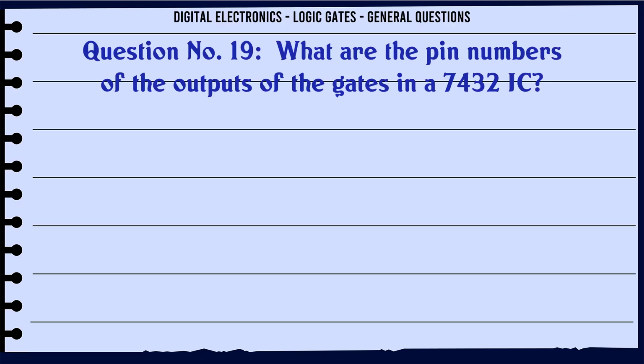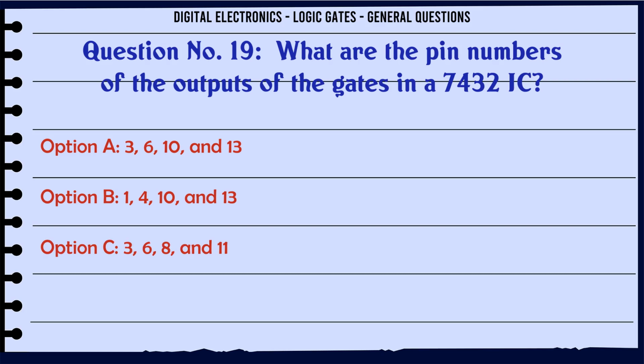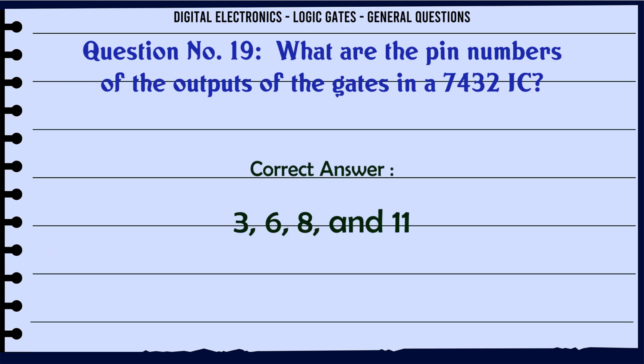What are the pin numbers of the outputs of the gates in a 7432 IC? A) 3 and 13, B) 1 and 13, C) 3, 6, 8 and 11, D) 1, 4, 8 and 11. The correct answer is 3, 6, 8 and 11.